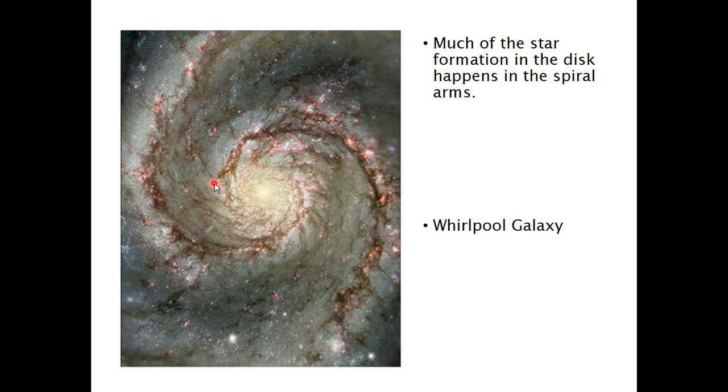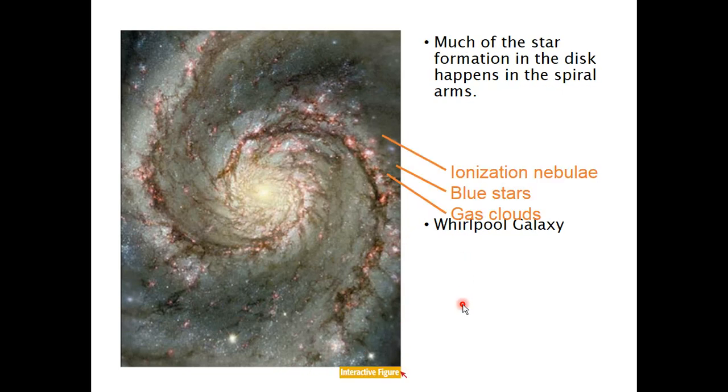As this stuff spirals in, you notice that there's bands in the spirals of blue stars. Blue stars occur in the disk, and there's a pattern to it. There's ionization nebula on the very edge of each spiral, and then you see the blue stars form, and then the blue stars are going to blow up. They're going to supernova, and you're going to have gas clouds hanging out on the trailing edge of the spiral.